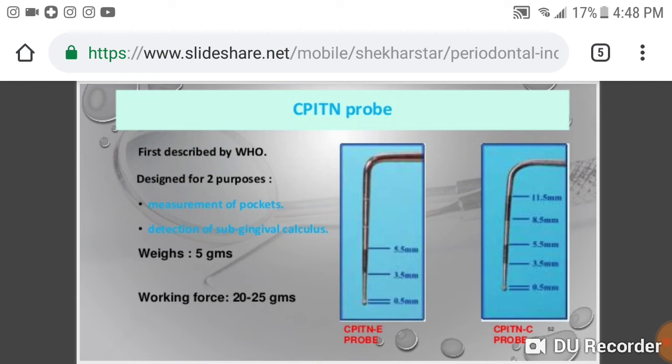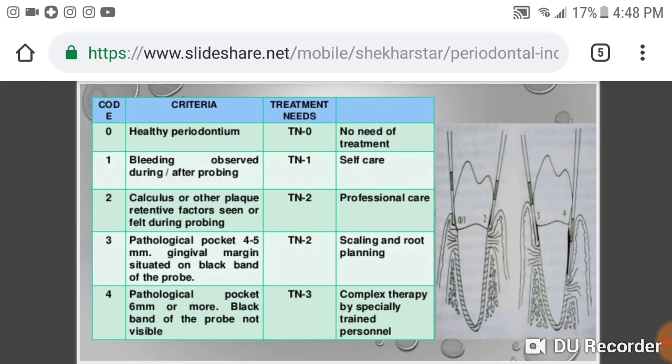The CPITN probe, first described by WHO, is designed for 2 purposes: measurement of pockets and detection of subgingival calculus. It weighs 5 grams. Working force is 20 to 25 grams. These are the probe. The code, the criteria, the treatment needs.